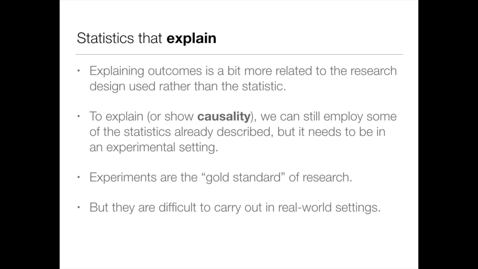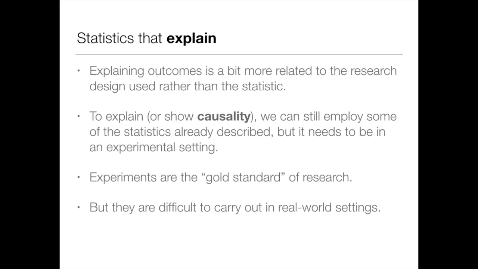Lastly, we talk about statistics that explain things. Explaining outcomes is a bit more related to the research design rather than the statistic itself. To explain something or show causality, we can still employ some of the statistics already described, so for example t-tests and regression analyses and correlations, but it needs to be in an experimental setting.